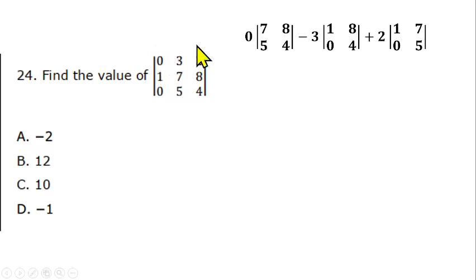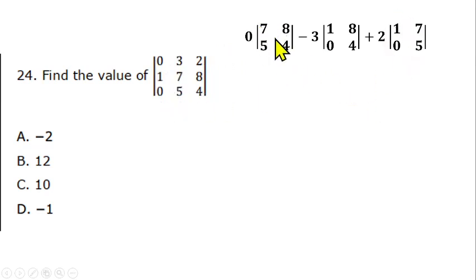So the first row, you have 0. Then reduce this to 2 by 2. Close this, close this. You have 7, 8, 5, 4, which is this. Here the element has minus as the positional sign. This is plus, this is minus, this is plus. So there will be minus 3. Then reduce to 2 by 2. Close this, close this. You have 1, 8, 0, 4, which is this. Then also this is plus 2. Close this, close this. You have 1, 7, 0, 5, which is this.